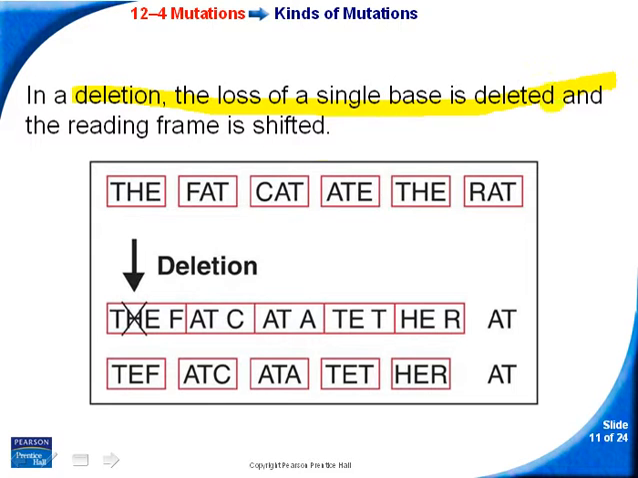Now in a deletion, rather than inserting something, what you're going to do is lose a single base, and that's also going to shift the frame. Now this isn't DNA, this is actually a sentence, but watch what happens when we delete this H. This reads, "The fat cat ate the rat." Now if we delete the H, this is what we're left with, and you can't even read that. And you can notice here's the last two nucleotides right there, the nitrogenous bases. You can see them right there, left at the end.